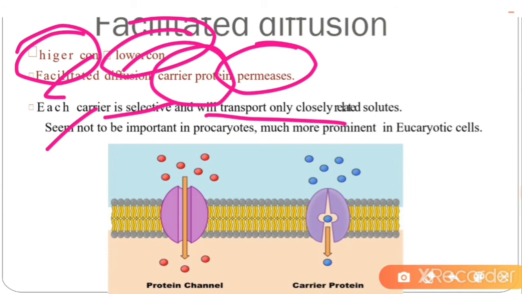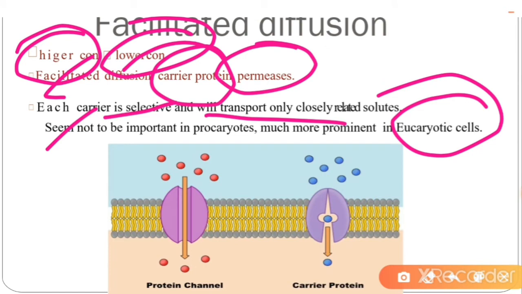In prokaryotes, which are mostly unicellular organisms, facilitated diffusion is not required every time, because it's a very small cell and everything will pass very easily. But it is important in eukaryotic cells, as we know that eukaryotes are multicellular organisms, so it is required there. Now see this figure.